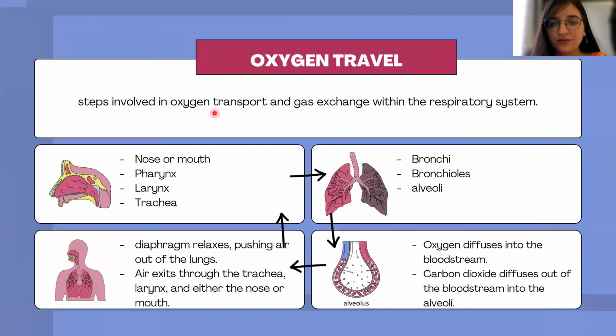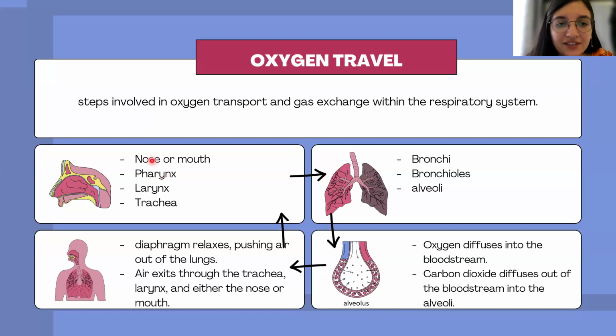The steps involved in this gas exchange of taking oxygen in start from the nose or the mouth. Humans, we breathe through both, right? We breathe through the nose and we can also breathe through the mouth because sometimes it's necessary to breathe through the mouth. For example, when you run and you're so exhausted and you need that oxygen, you start to breathe in through the mouth. So both nose and mouth can take in the gases, oxygen, right?